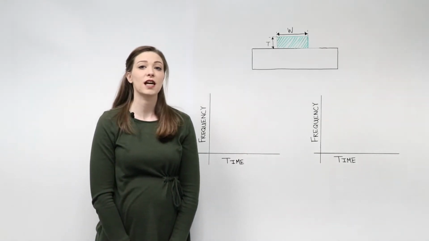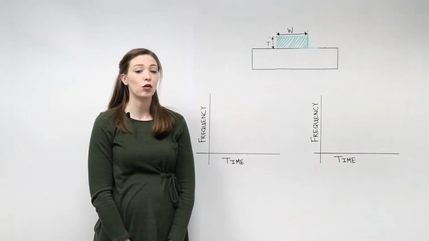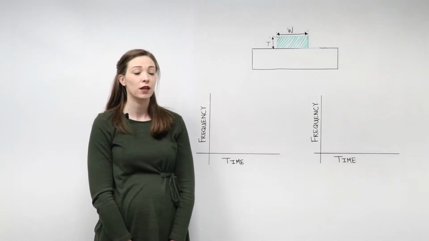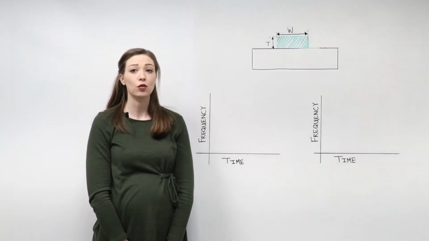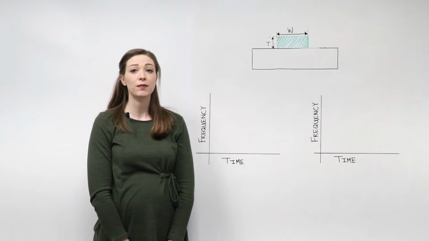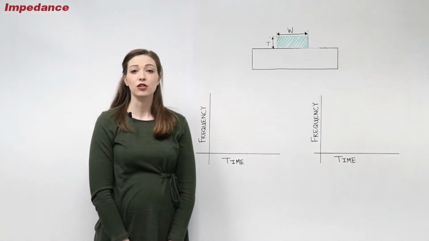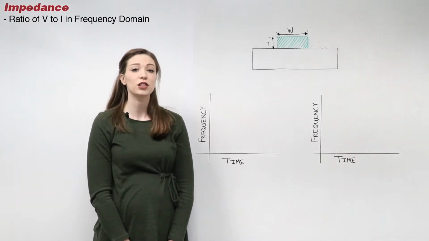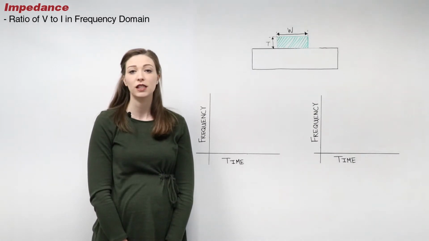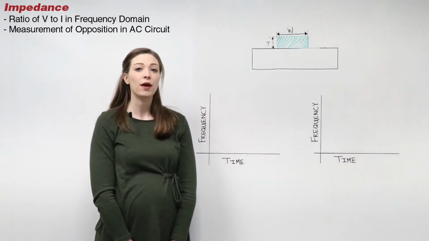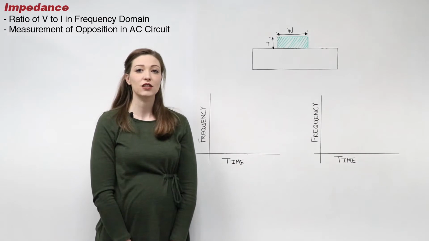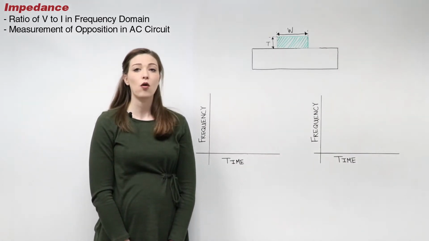Today we are going to discuss impedance and how to implement controlled impedance in your designs. You learned about impedance in school, but how does it relate to PCB design? As a refresher, impedance can be defined as the ratio of voltage to current in the frequency domain, or the measurement of opposition in an AC circuit. Every component in a circuit has a corresponding impedance.